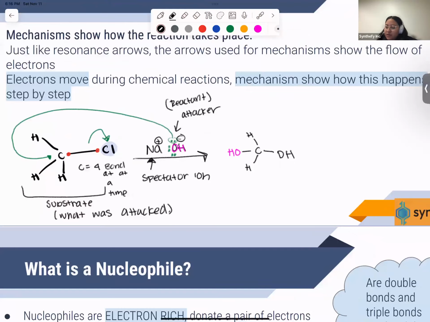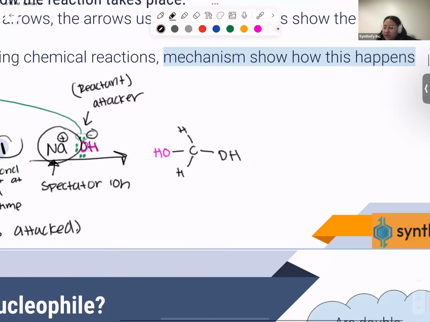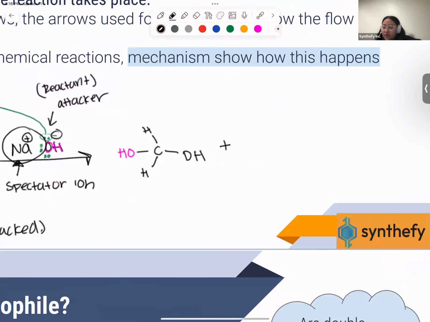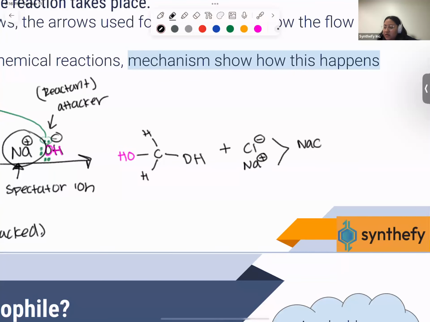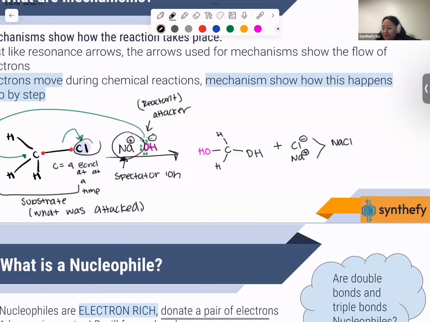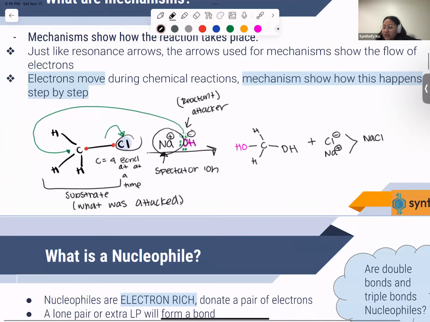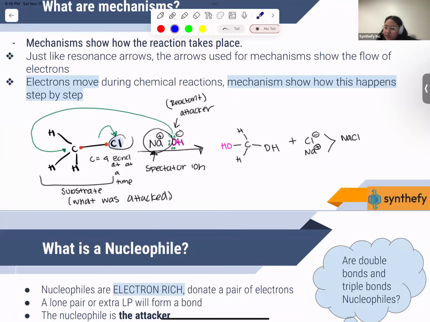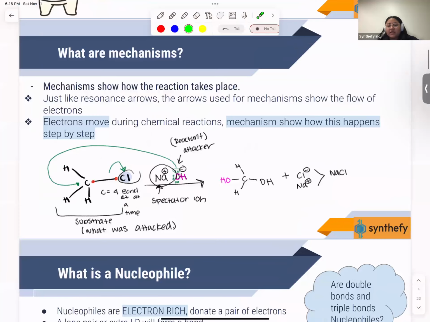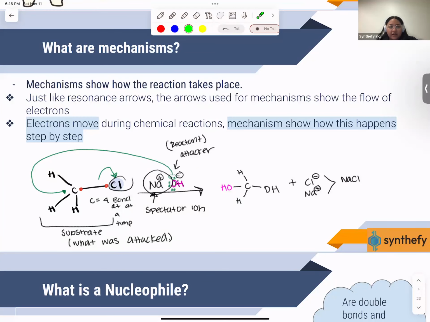So now what happens to the spectator ion and the chlorine? Well, actually, it's not that important, but if you would want to know, chlorine we established is negatively charged. Sodium is positively charged. These two combine in an ionic bond. We get NaCl. So see how these green arrows help show the flow of electrons? That's what mechanisms are, just showing you the flow of electrons.